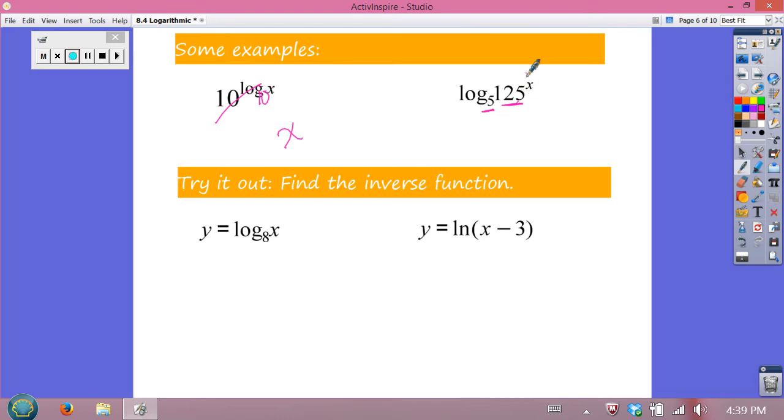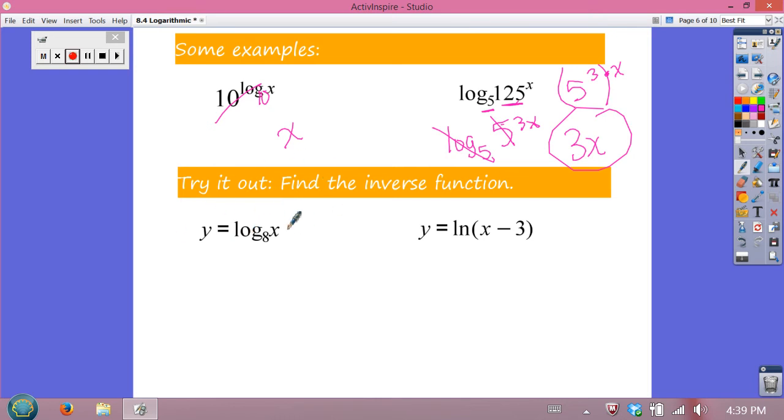Over here, uh-oh, we don't have the same base. But what if we rewrote 125 to have the same base? We know that 125 is the same thing as saying 5 to the third power. So this 125 to the x is actually the same thing as saying 5 to the third power to the x power, right? So now we have log base 5 of 5 to the 3x, right? Because if you take this to the x power, it's just like multiplying them. So that's what we're left with. And now we have the same bases. We can cancel those out. We're left with 3x.